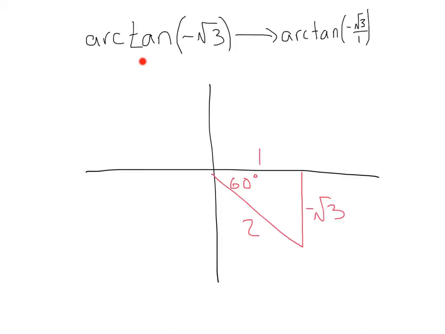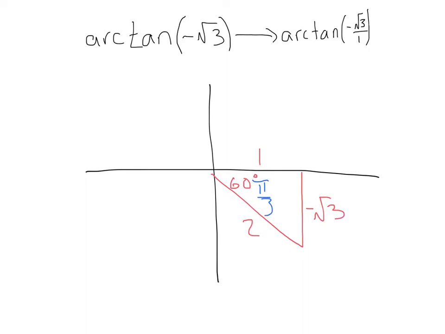Here we've got arctangent of negative root 3. I changed this to arctangent of negative root 3 over 1. I found my triangle, which is going to be in my fourth quadrant because I've got a negative y value here. And my range for arctangent is from negative pi over 2 to pi over 2. I find that my reference angle is going to be 60 degrees, which would also be pi over 3 if we wanted it in radians.